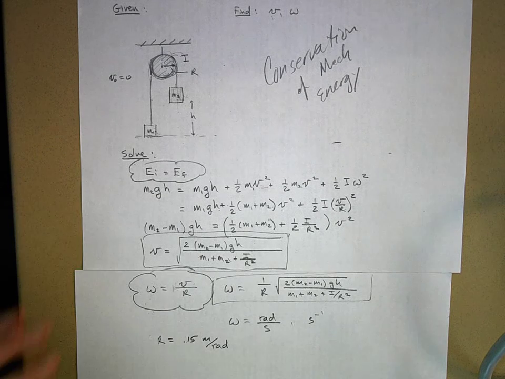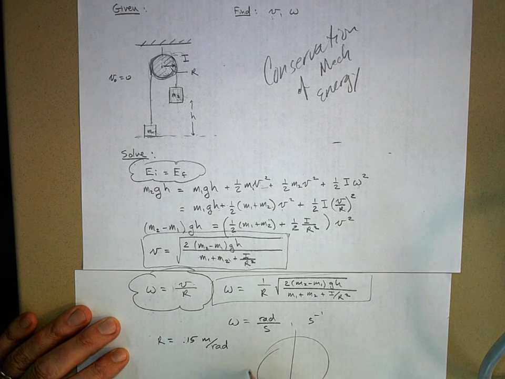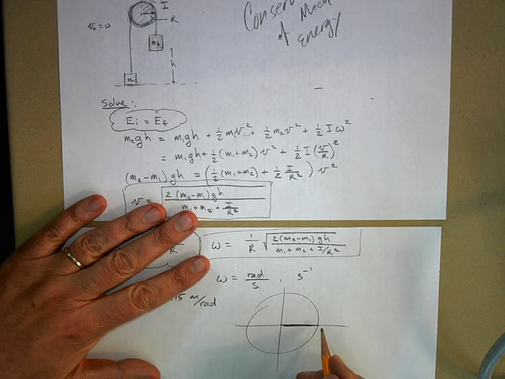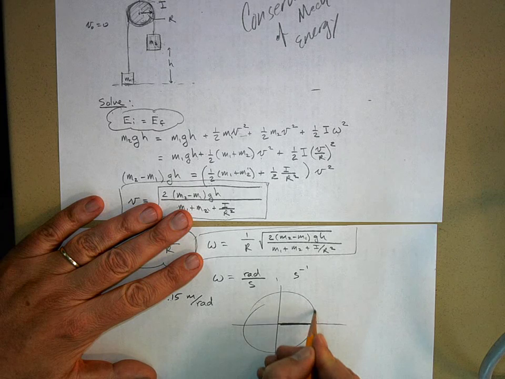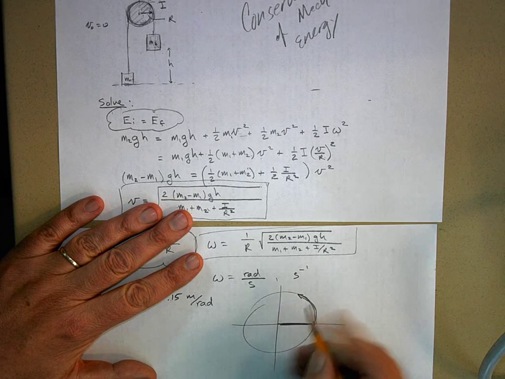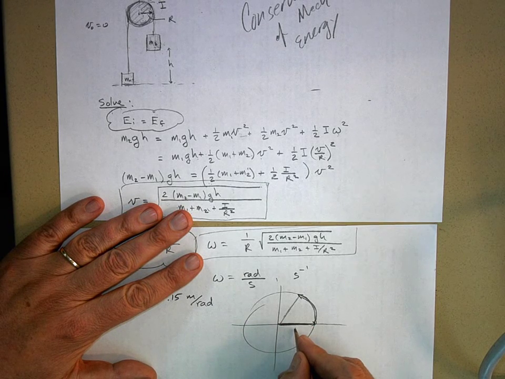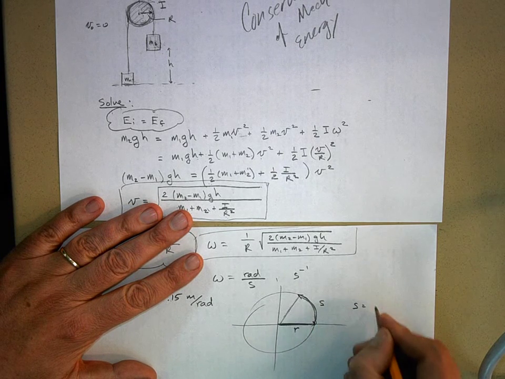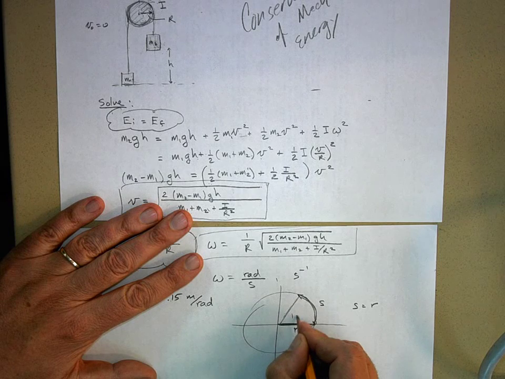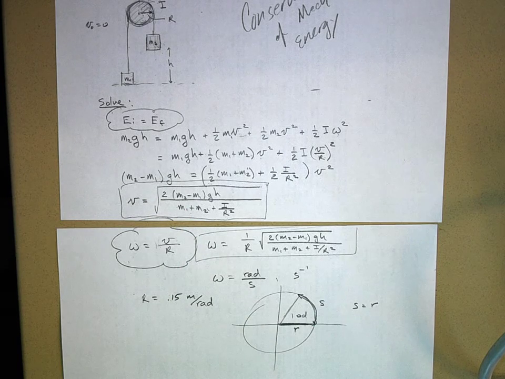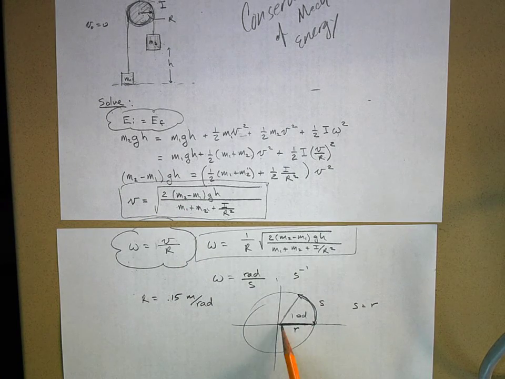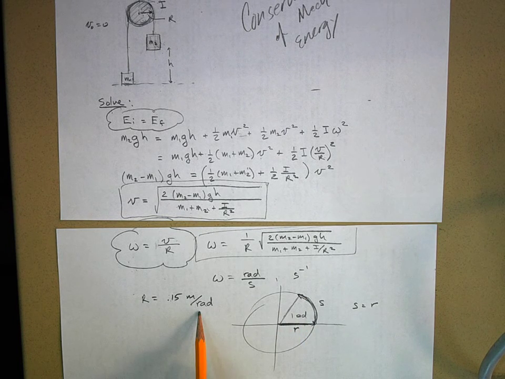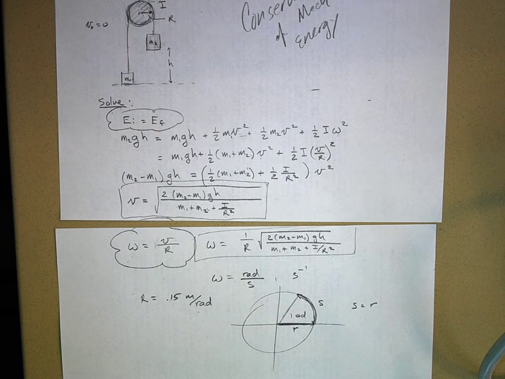Remember, here's a terrible circle. And if I take this radius, and I take this radius and I wrap it around the outside here so that this R and this S are the same, if S equals R, you have 1 radian. Okay? So you can kind of think of the radius as how much arc length you get per radian. Very useful way of understanding that.